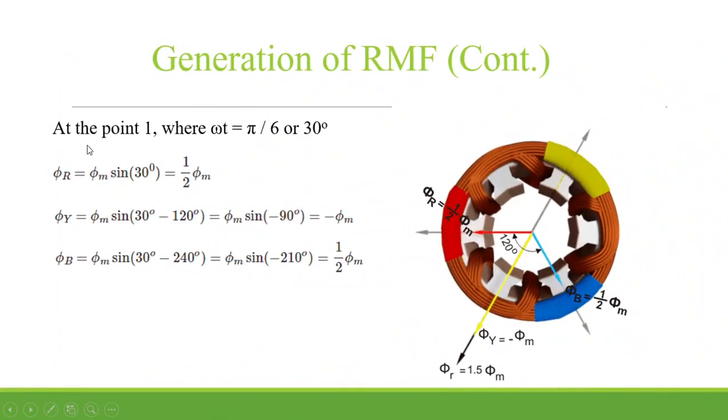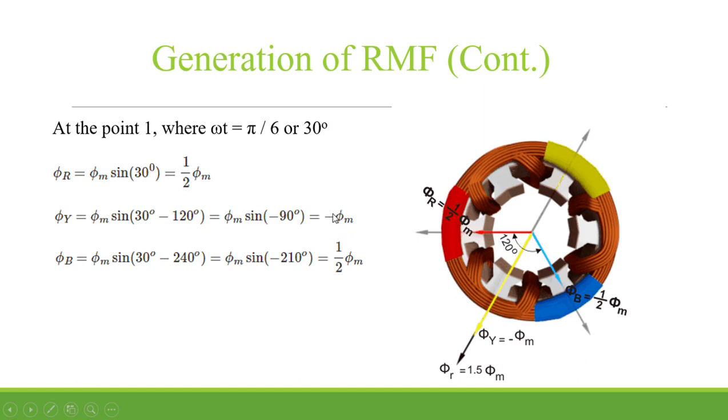Now for point 1 where omega t is 30 degree, phi r will be equal to half times phi m, phi y will be equal to minus phi m, and phi b will be equal to phi m by 2. So we will again draw phi r as half times phi m. This was for the R phase. We have drawn it as half, phi r equals half times phi m, and shown it in red color. Then phi y equals minus phi m.